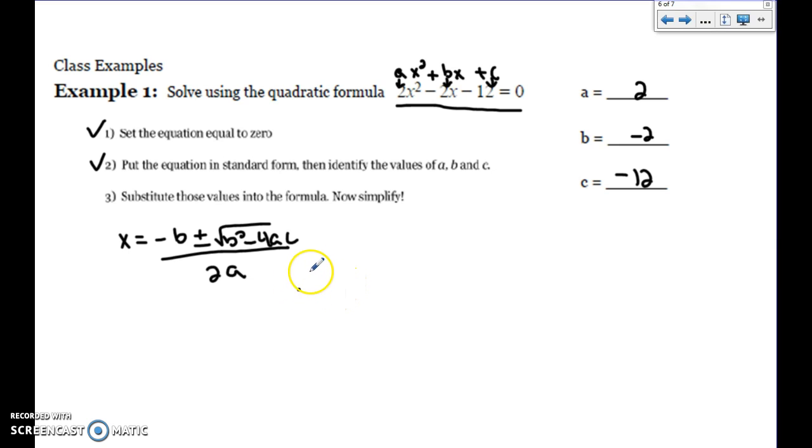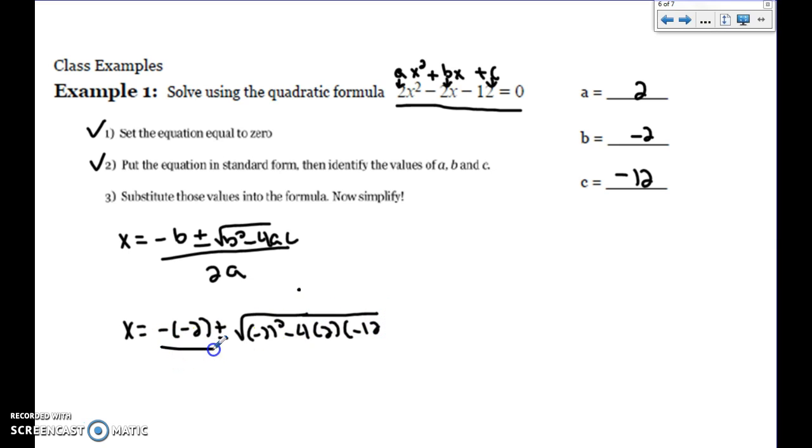So now what we're going to do is substitute these values into this equation. So x equals negative b, so it's negative of negative 2, plus or minus b squared, which is negative 2 squared, minus 4 times a, which is 2, times c, which is negative 12. And all of this is being divided by 2 times a, so it's 2 times 2. So we're going to simplify.